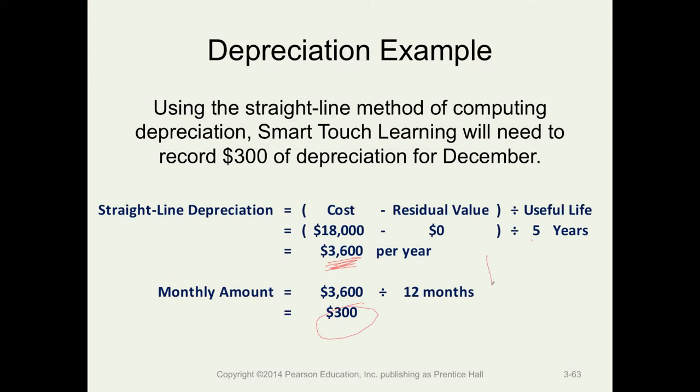And we call this straight line because if we do it on an annual basis, and we plot this out, it's a constant amount every period. So that for each year, we're going to be taking $3,600 per year or $300 per month. And the adjusting journal entry for the 1 month, now again, this is not recorded until December 31st. It is an adjusting entry. It is not going to be on the unadjusted trial balance.